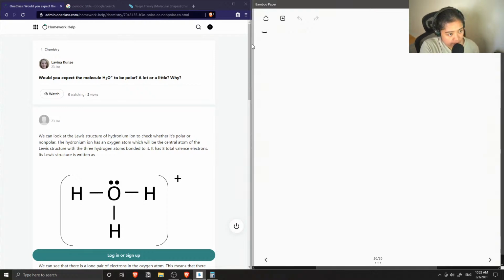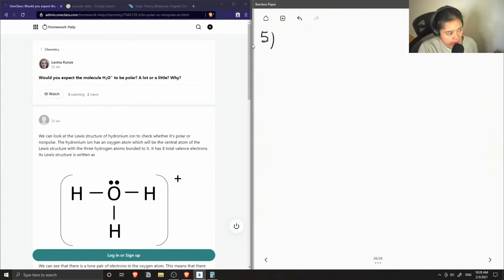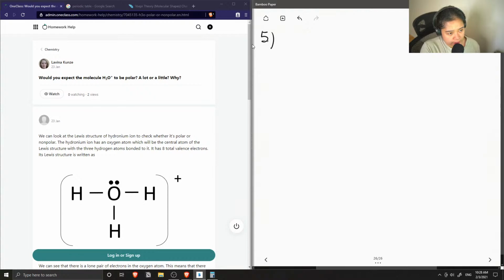Okay, so question number 5. Would you expect the molecule H3O plus to be polar? A lot or a little, and why? Okay, so first let's draw the Lewis structure for H3O plus, which is also known as the hydronium ion.